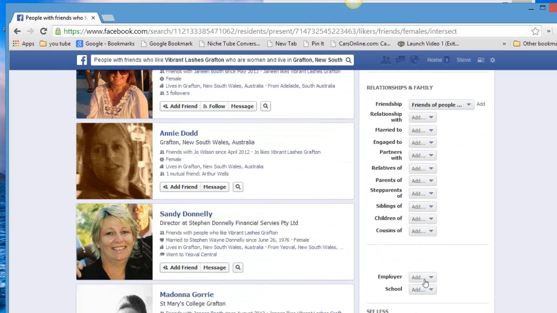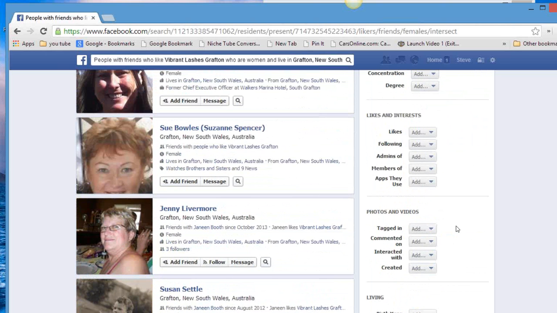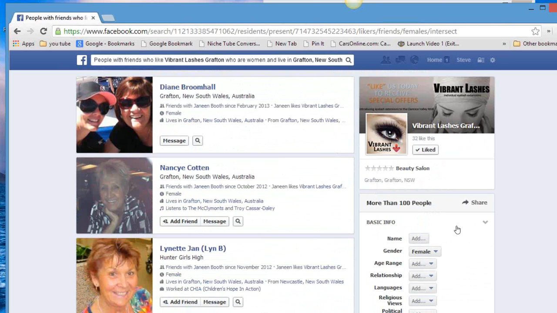Exactly. You can target them by employer, school, relatives, married to, relationship. It's never ending. You can zoom in and out and make sure that you've got a reasonable sized list, and then you can target ads specifically to them.